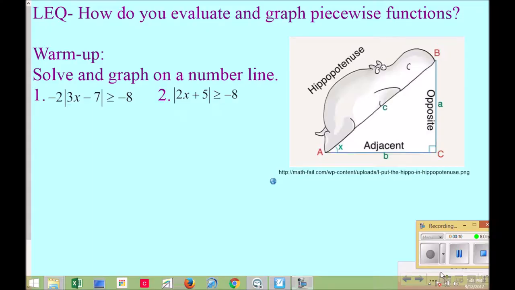Started with a warm-up. So take a moment and try the warm-up, pause the video, and then play to check your answers. So the first one, solve and graph on a number line.